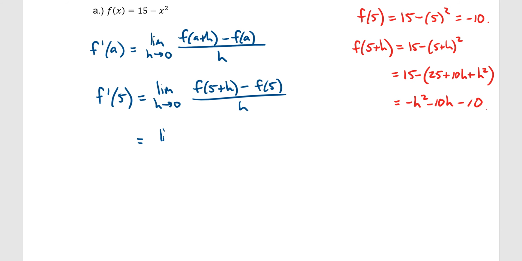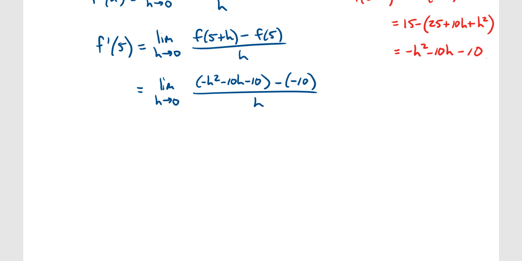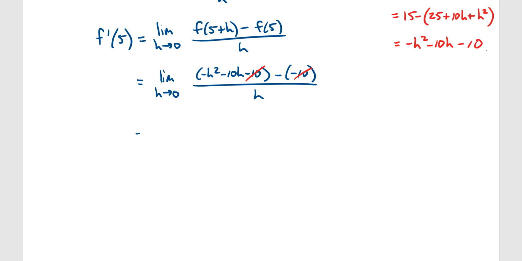And let's go ahead and plug those in. So f of 5 plus h is that whole negative h squared minus 10h minus 10, minus f of 5, which is negative 10, all over h. And we can see here that the negative 10 minus negative 10 will cancel. And then essentially everything has an h in it now. We have negative h squared minus 10h all over h.